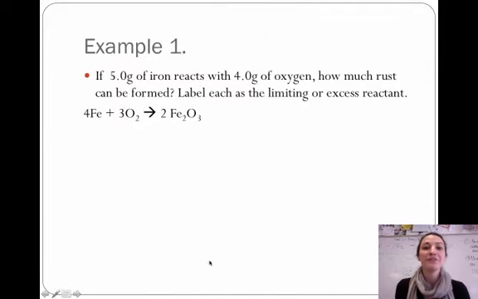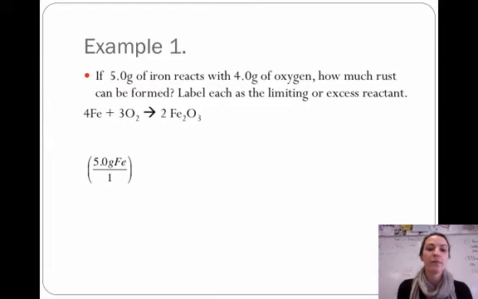Okay. First example, if 5 grams of iron reacts with 4 grams of oxygen, how much rust can be formed? You're going to label each as the limiting and the excess reactant after we decide. So your limiting and excess reactant are going to be either iron or oxygen. We're going to start with our given of each. So we're going to start with 5 grams of iron, and we're going to see how much we can produce.